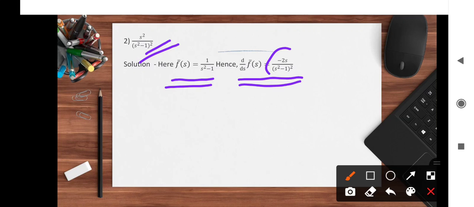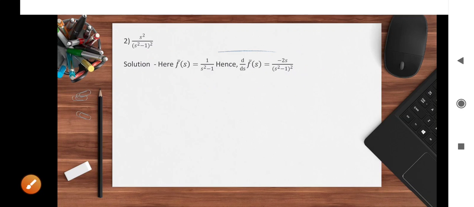So here we are getting the denominator as in the given function. So here we are going to take help of the use of differentiation of f bar of s method. We will see the next step.